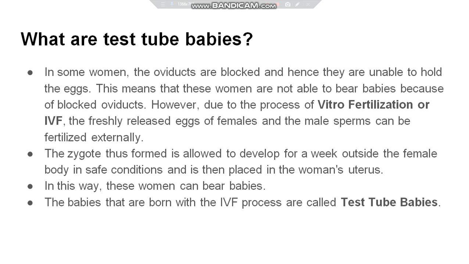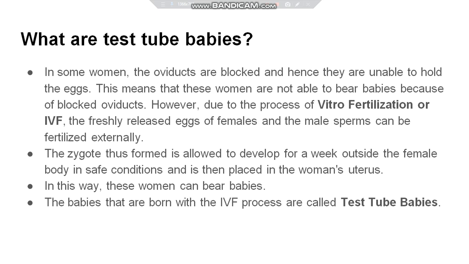What are test tube babies? In some women, the oviducts are blocked and hence they are unable to hold the eggs. This means that these women are not able to bear babies because of blocked oviducts. However, due to the process of in vitro fertilization, or IVF, the freshly released eggs of females and the male sperms can be fertilized externally.